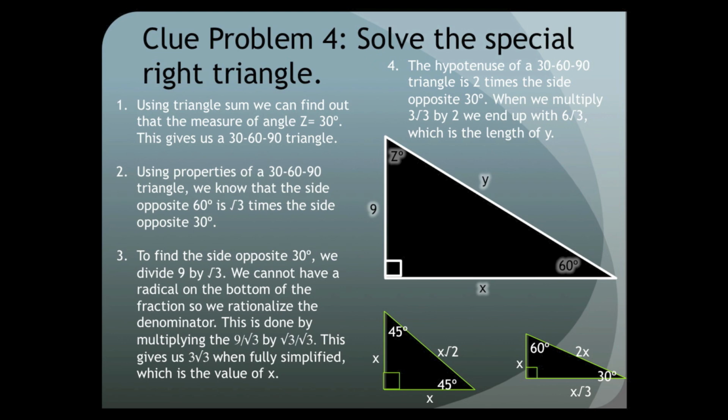The hypotenuse of a 30, 60, 90 triangle is 2 times the side opposite 30 degrees. When we multiply 3 square root 3 by 2, we end up with 6 square root 3, which is the length of y. We have now solved this triangle.